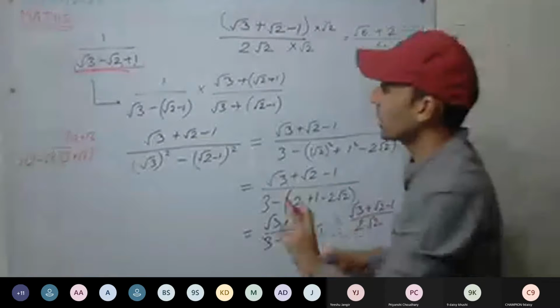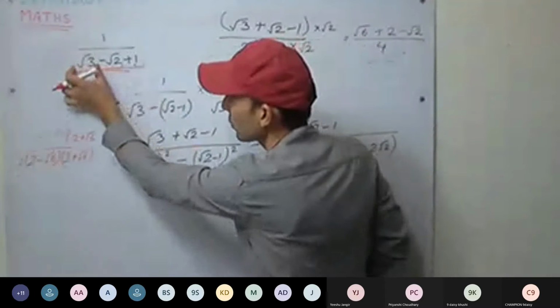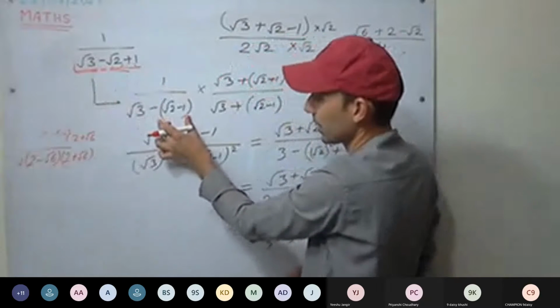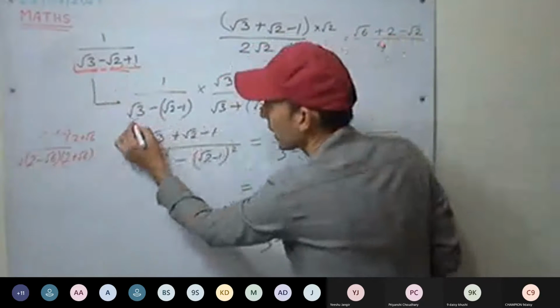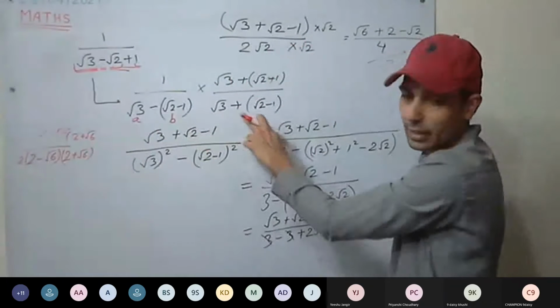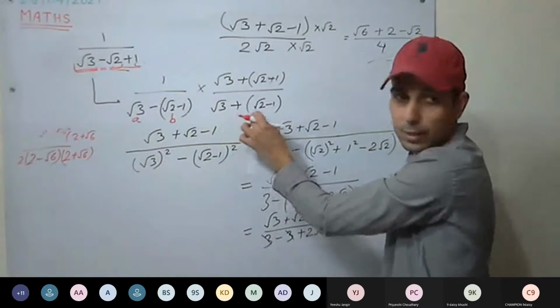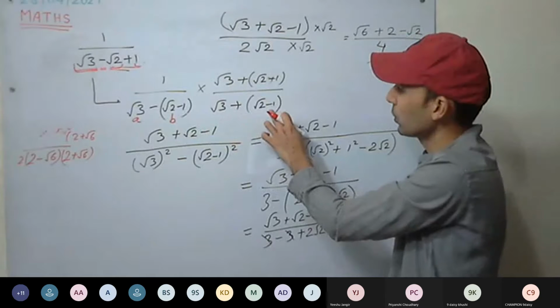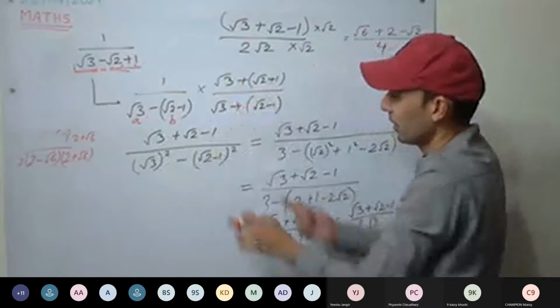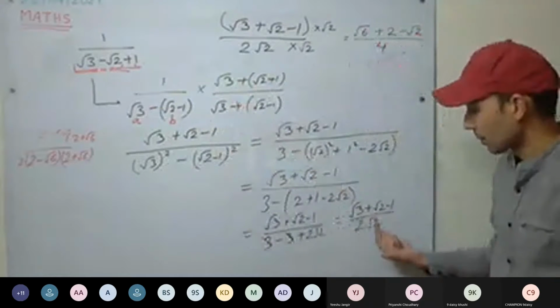Now here what I have taken? I have taken this as one term and this as another term. This is our A, this is our B. A minus B, so we have to multiply with A plus B. So root 3 plus root 2 minus 1, root 3 plus, this time minus was there, here plus. We have just rationalized.